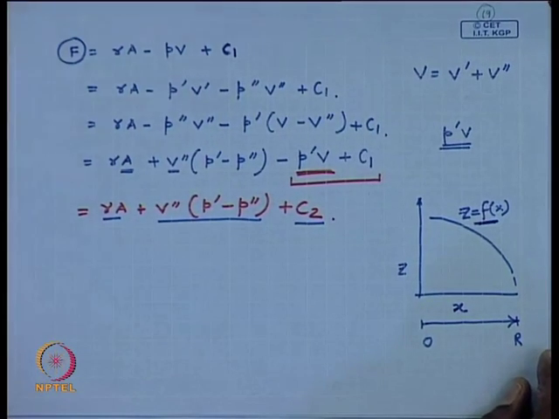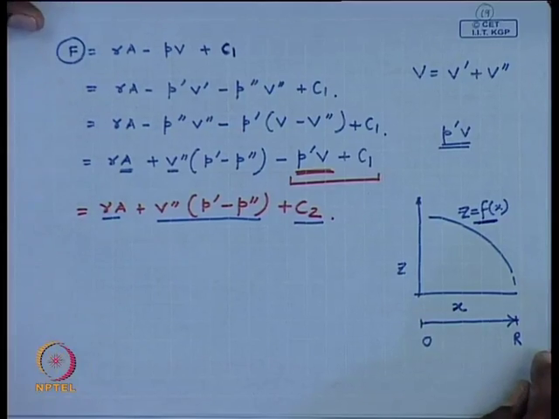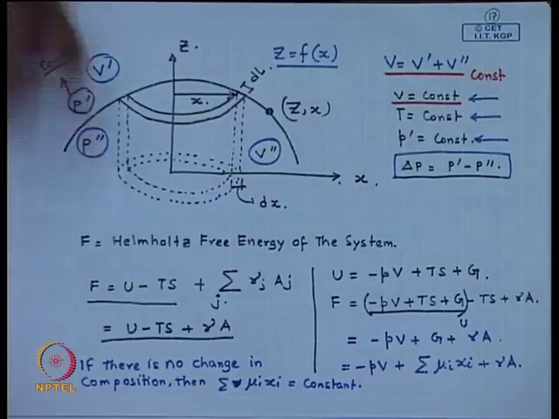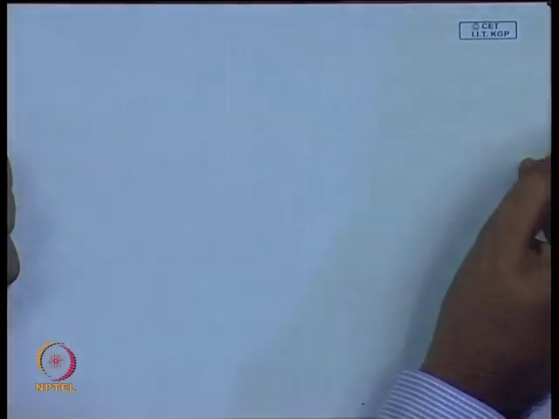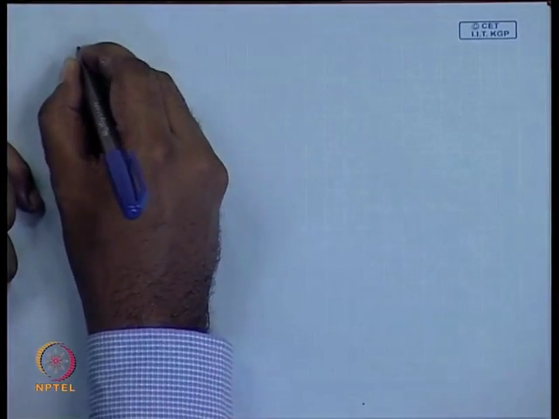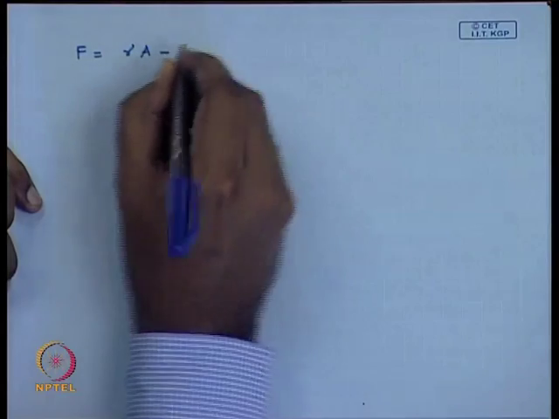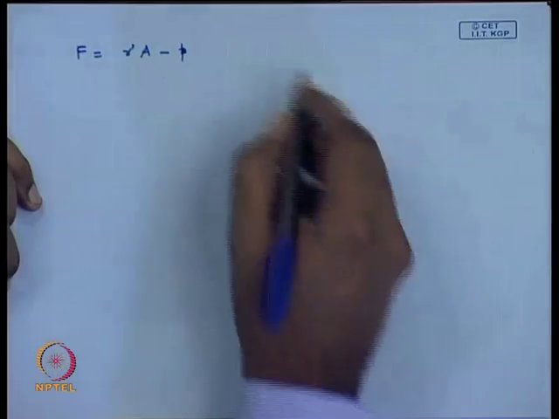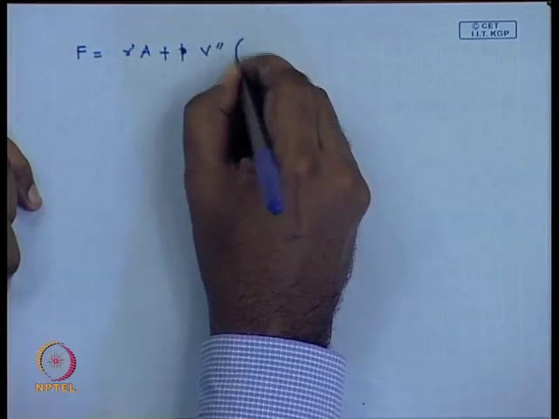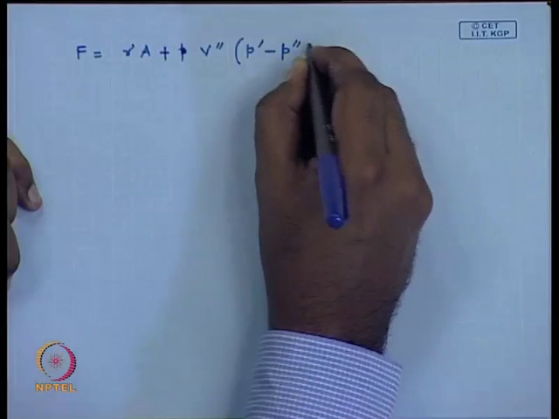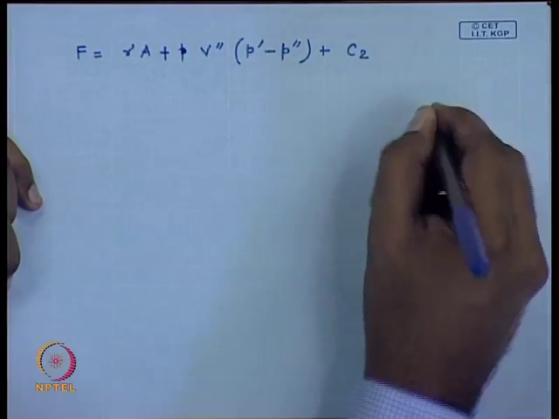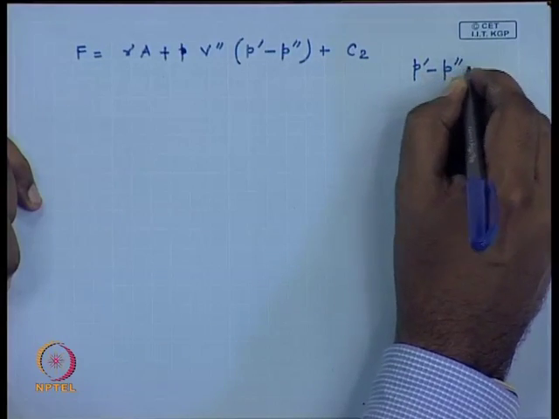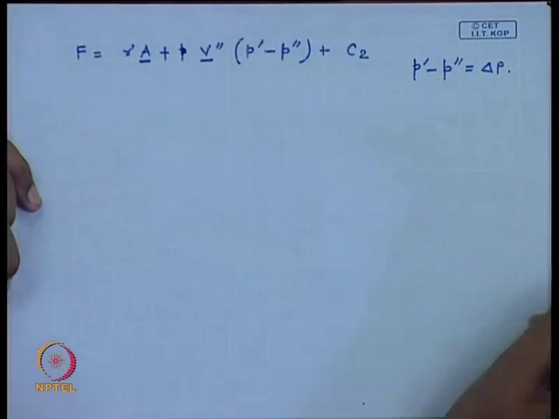Now, in order to look at the geometry of the surface, let us look into the expression of A. So, what we have is gamma A minus, or let me put it, some constants C2, where P dash minus P double dash is essentially the delta P. Now, let us try to figure out the area and the volume of this particular surface.